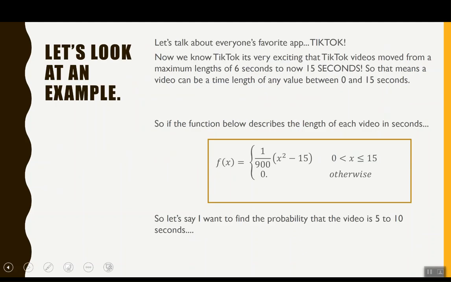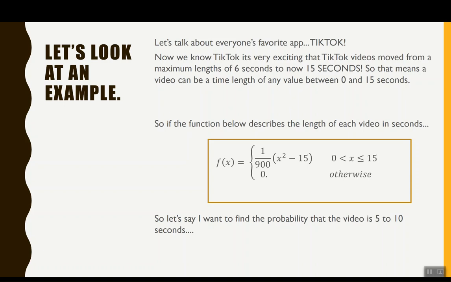So let's look at an example. Let's talk about everybody's favorite app right now, TikTok. Now we know TikTok is very exciting because TikTok videos moved from being a maximum length of 6 seconds to now a maximum length of 15 seconds, which is huge. So we know that no matter which video you have, the length of the video has to be between 0 and 15 seconds.